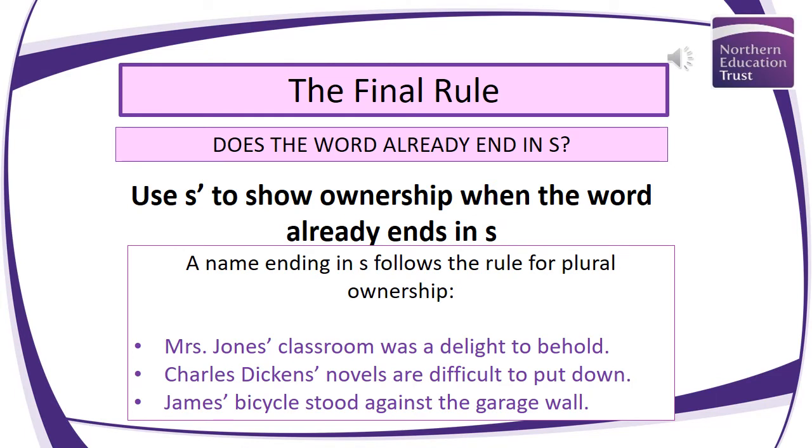And the final rule: does the word already end in an S? Then you would use an S and apostrophe to show ownership when the word already ends in an S. A name ending in S follows the rule for this plural ownership too.